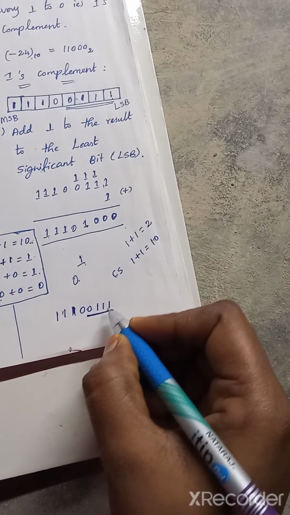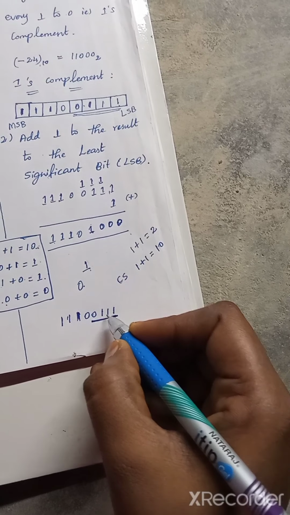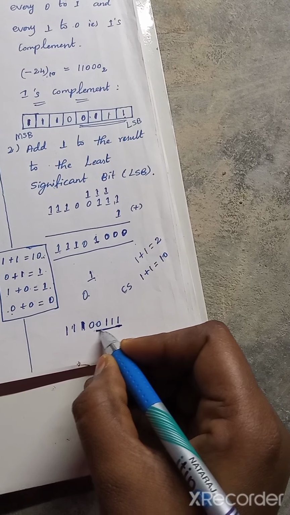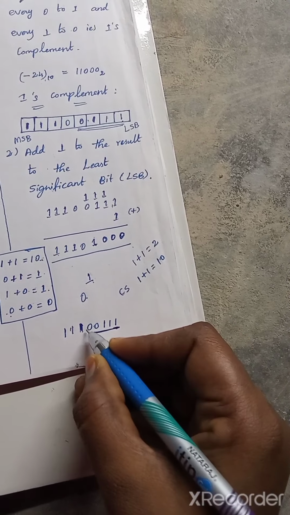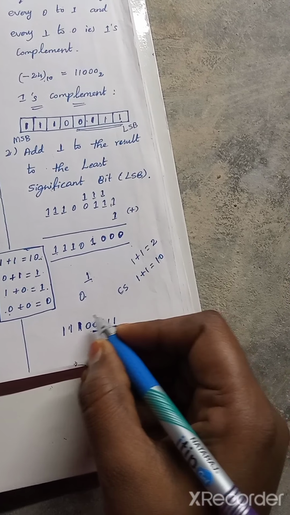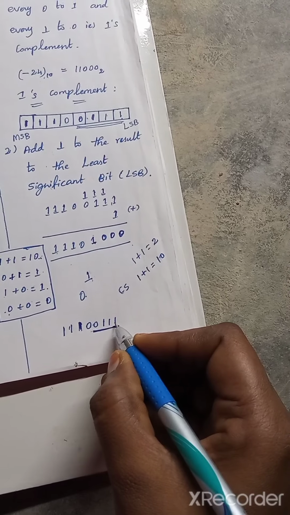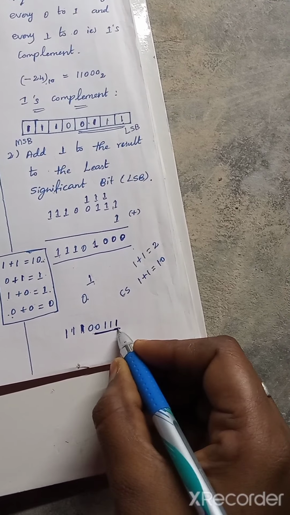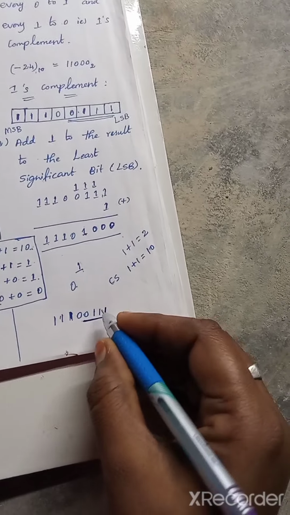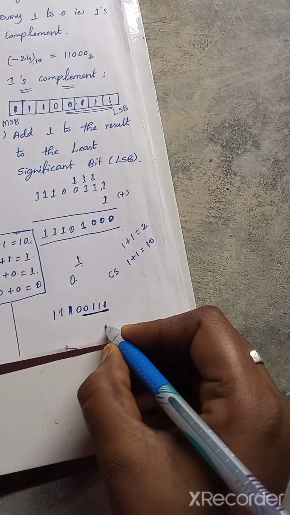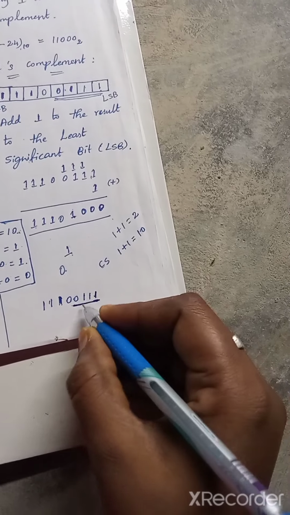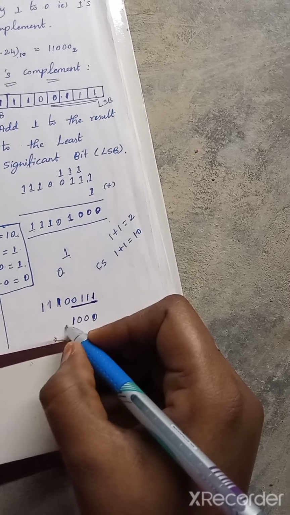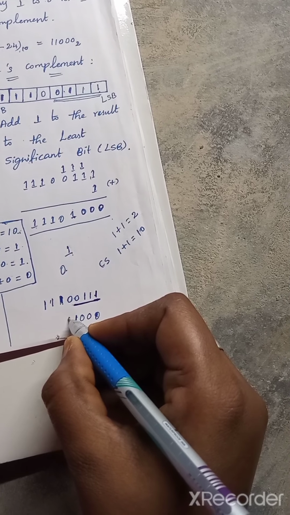Okay, if we have 1 in this column, these 4 digits should be changed: 0 as 1 and 1 as 0. Okay, here we find 1 as the first step, so we convert these 4 bits. Here 1 as 0, 1 as 0, 1 as 0, 0 as 1. But the remaining part should be written in this way.